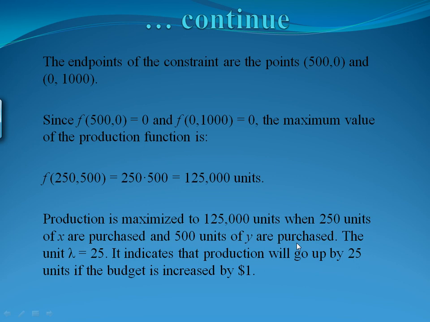Production is maximized to 125,000 units when 250 units of x are purchased and 500 units of y are purchased. The value of lambda equals 25. This tells us that production will go up by 25 units if the budget is increased by $1. So again, by changing that constraint and seeing how much the function changed, that relates our lambda to our x and y values.